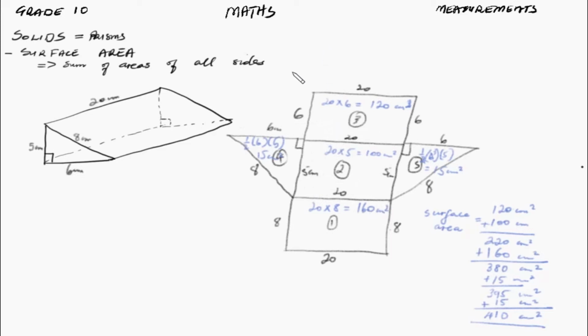All right. Now let's have another example whereby we are going to be looking at a cylinder. A cylinder is also a prism, so we could say we have a cylinder.